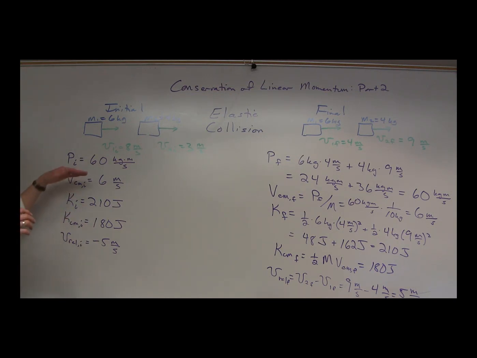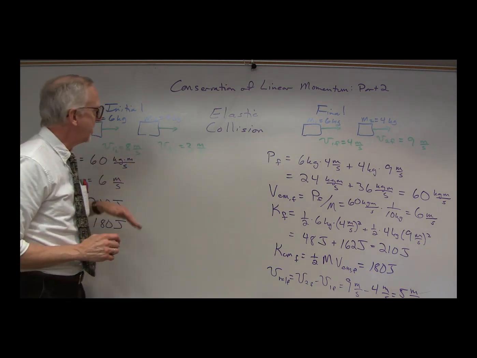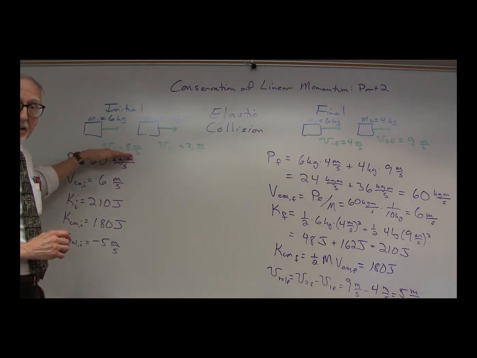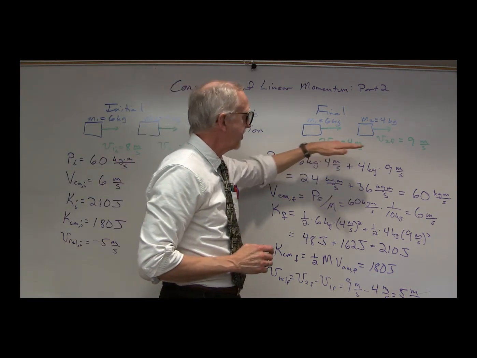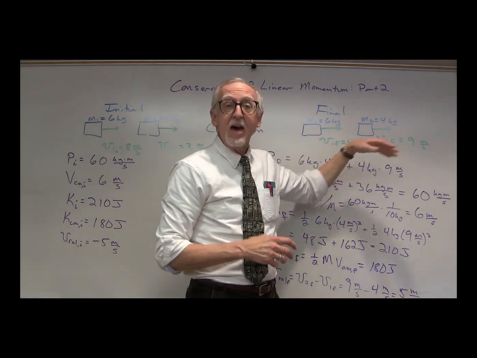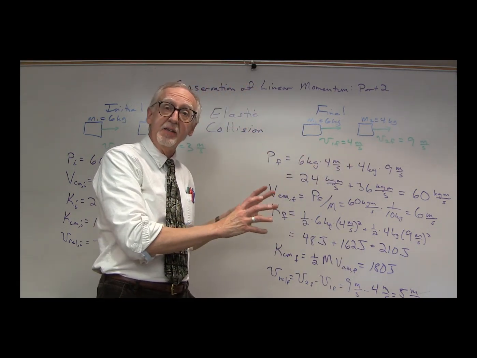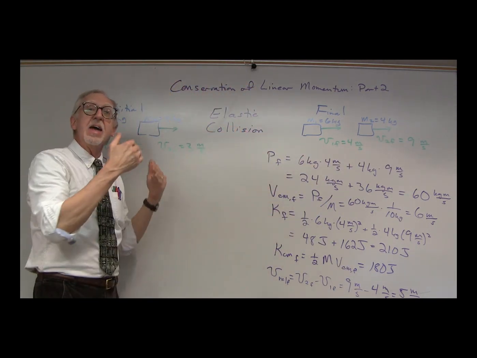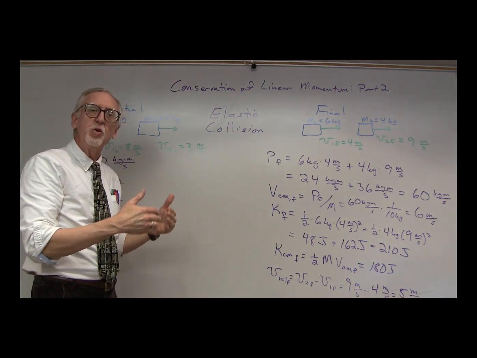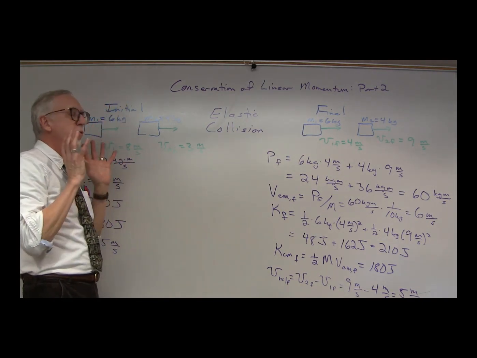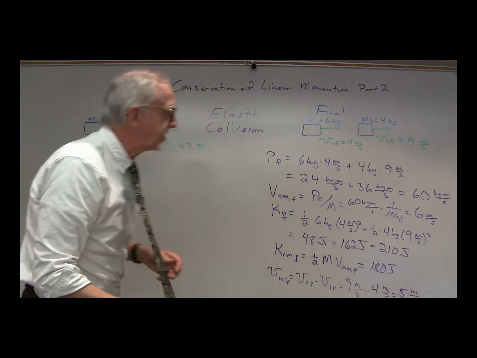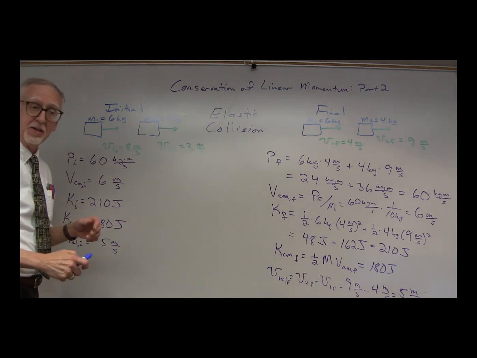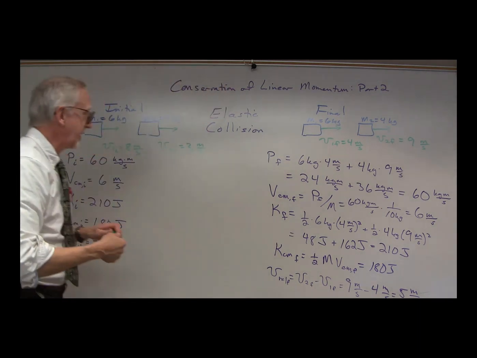What will that collision look like? Well, what we have to do is basically just subtract 6 meters per second from every velocity. Subtract it from V1 initial, subtract it from V2 initial, subtract it from V1 final, subtract it from V2 final. And that will give us the velocities of the objects in the center of mass frame. In other words, what they would look like if we were moving along with the center of mass. Well, what are those values?